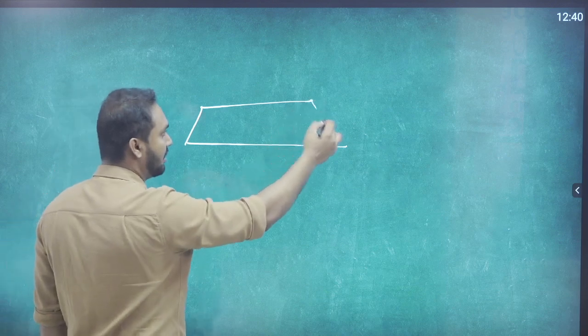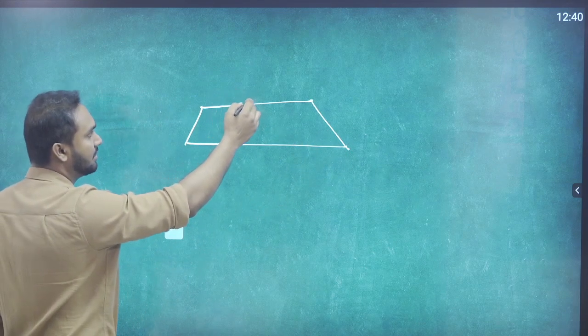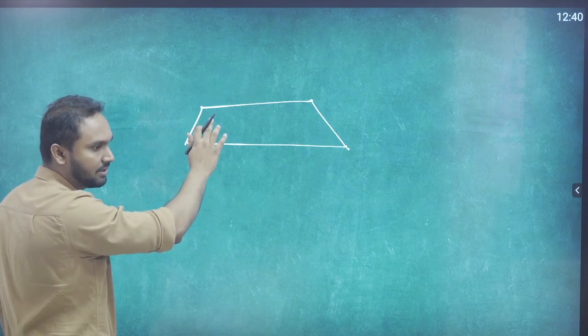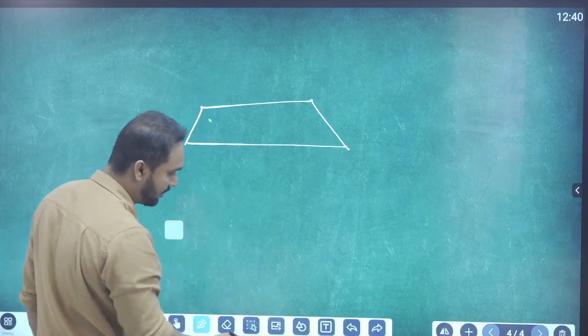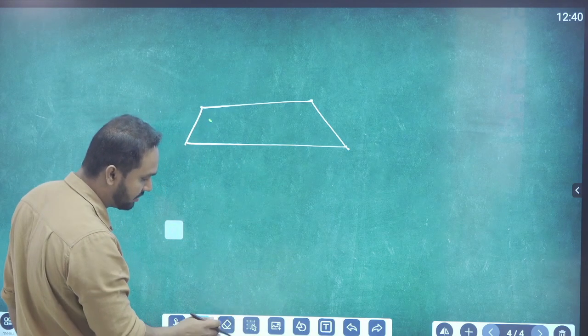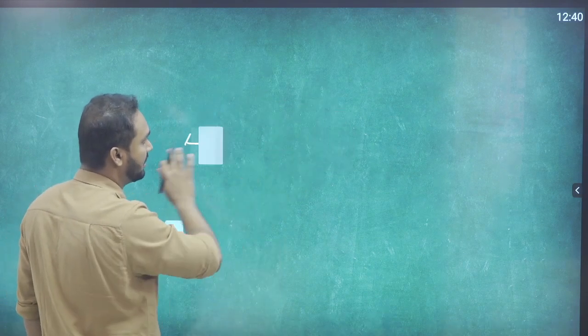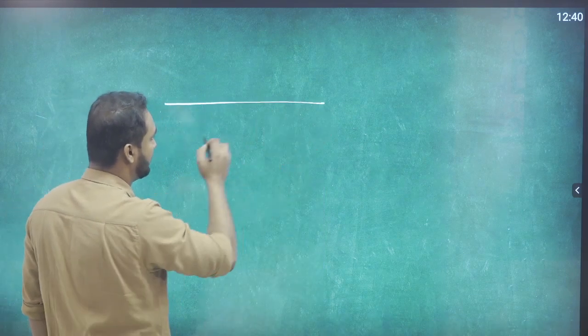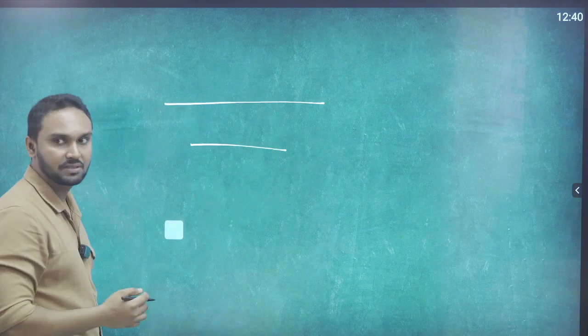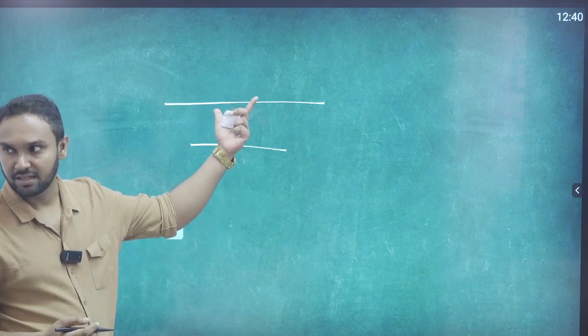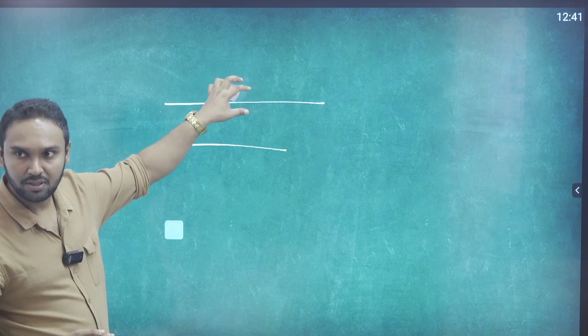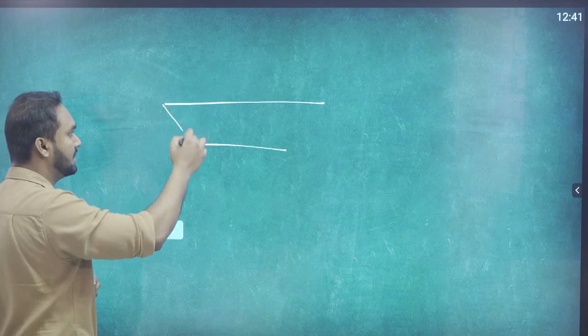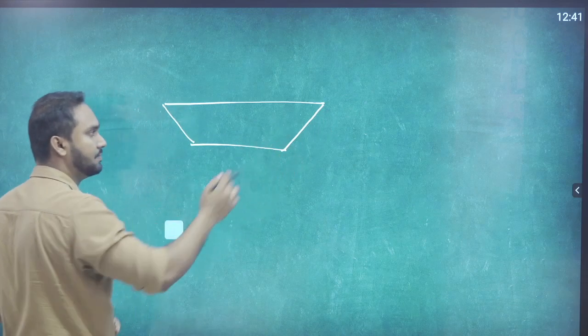And what are the lengths here? This one is greater, right? The outer circumference is greater, no? So this should be greater and this should be lesser. So the shape will be something like this. If you straighten this out, the outer length will be greater. So it will be something like this, a trapezium, right?